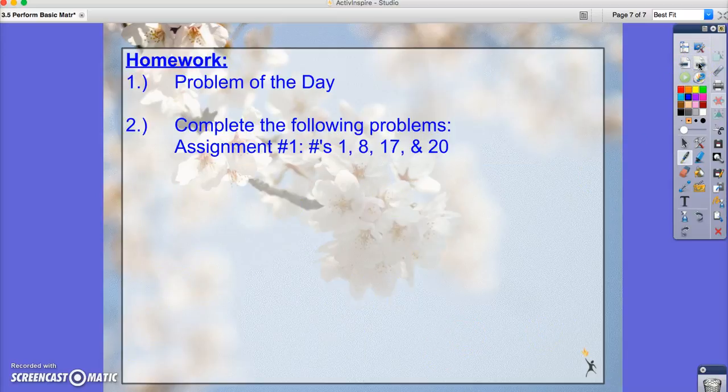All right, that's it for today's lesson. For the homework, go into the problem of the day and then complete the following 4 problems on assignment 1 in your new packet.